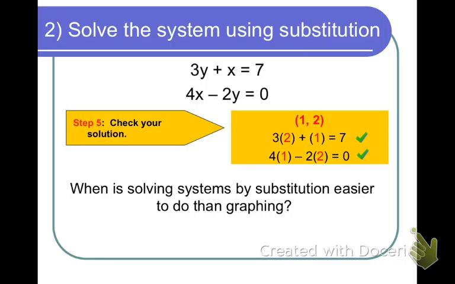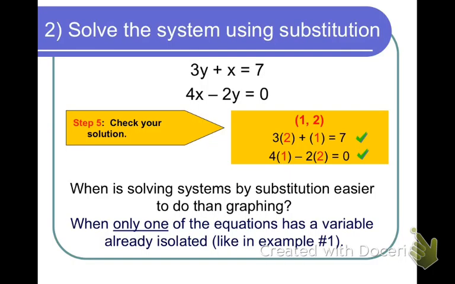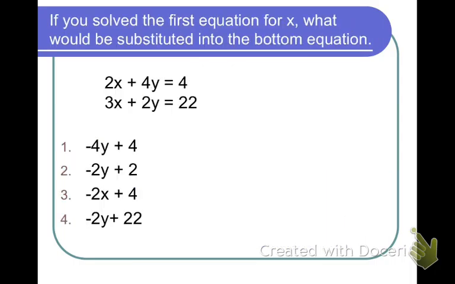And then this question is posed: when is solving systems by substitution easier than doing the graphing? When only one of the equations has a variable already isolated, like in example 1. So sometimes you'll have a system and it'll already be solved for y or for x. If you solved the first equation for x, what would be substituted into the bottom equation?